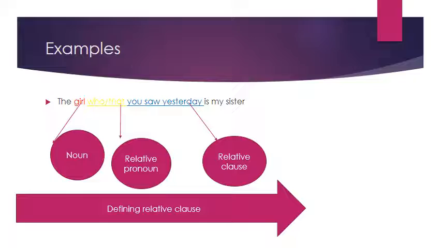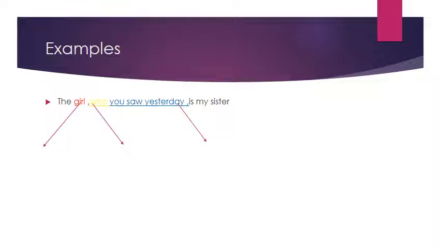كيف عرفت؟ أول إشي do we have commas؟ عندي فواصل؟ No, I don't have commas. Can we use that instead of who? Yes. Is this important information, essential information? Yes. So this is a defining relative clause because it's important information, because we use who and that, and because we don't have commas.